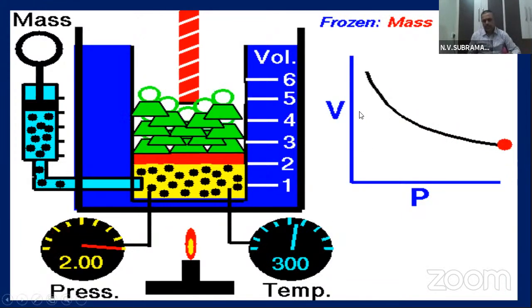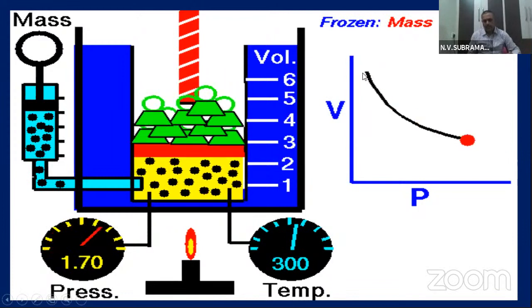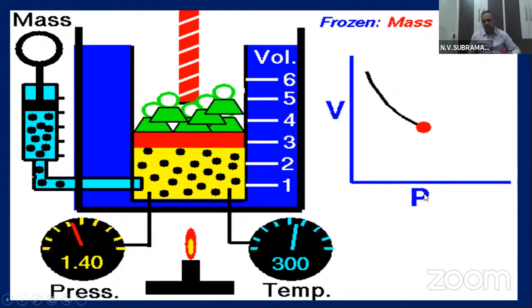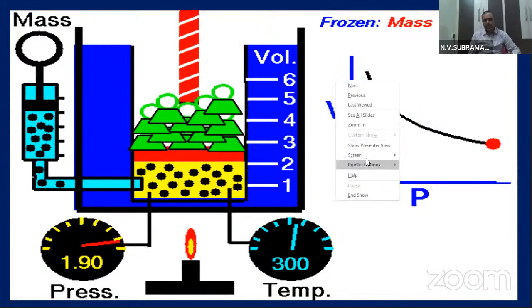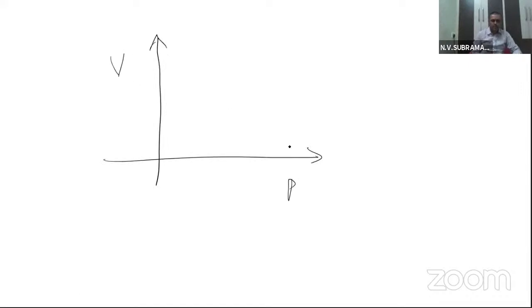And see the graph, children. As the pressure increases, volume decreases. As pressure increases, what happens to the volume? It will decrease. That means if you see the graph between pressure and volume, this is volume, this is pressure. Okay, let's say values I'm taking like this.